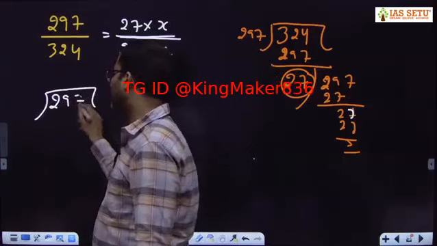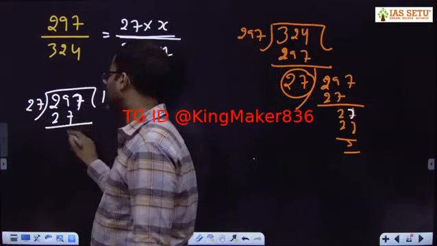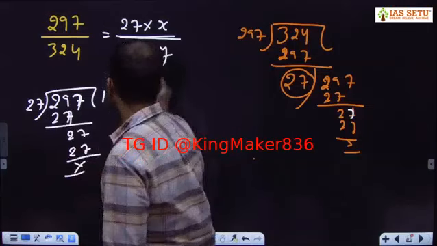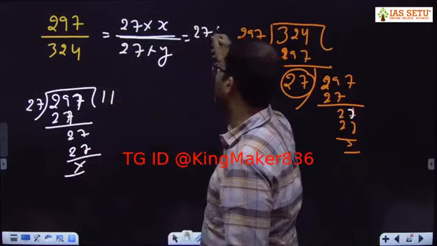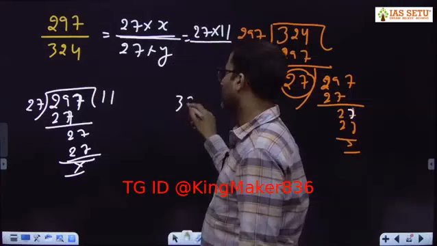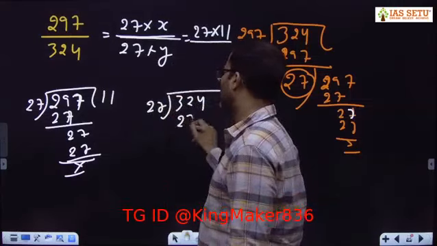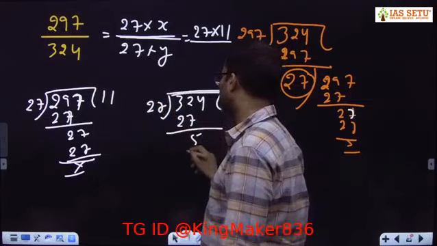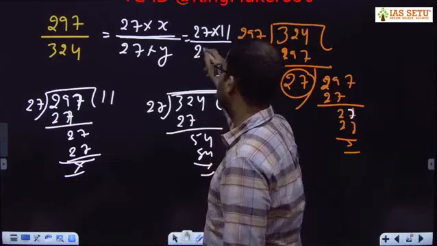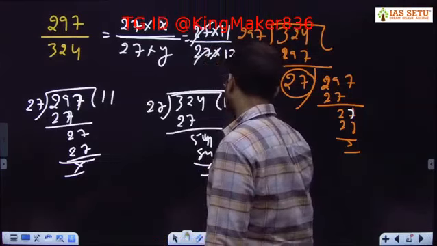297 we divide by 27. 27 1 ja 27. 27 1 ja 27. So this is 27 into 11. Similarly, we find y. 324 divided by 27. 27, 54. 27 to the 54, it is 12. 27, 27 cancel, so your answer is 11 by 12.